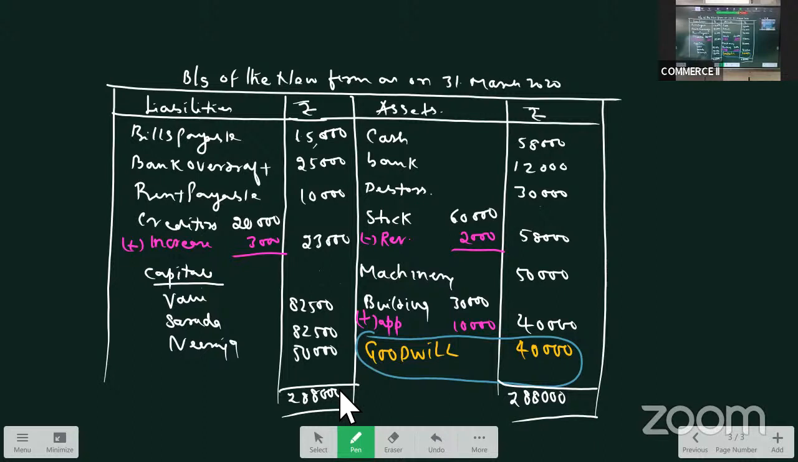Okay, so we'll start with our revaluation account. As we usually do, we'll start with our revaluation account. We are doing question number 12, and we are preparing revaluation account. Revaluation account.